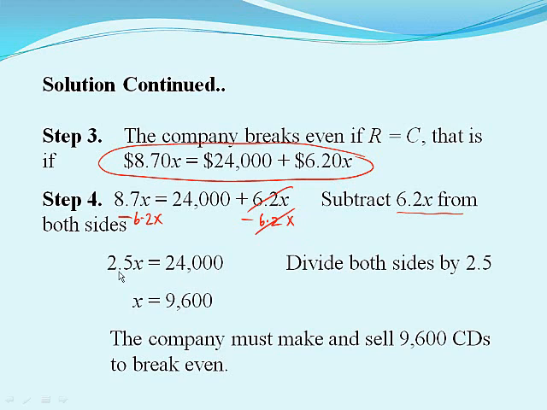Then we are going to divide both sides by 2.5. On the left side we cancel 2.5 and get x. On the right side we do this arithmetic: 24,000 over 2.5 is 9,600. Now remember that x stands for the number of CDs. So the answer will be 9,600 CDs to break even.